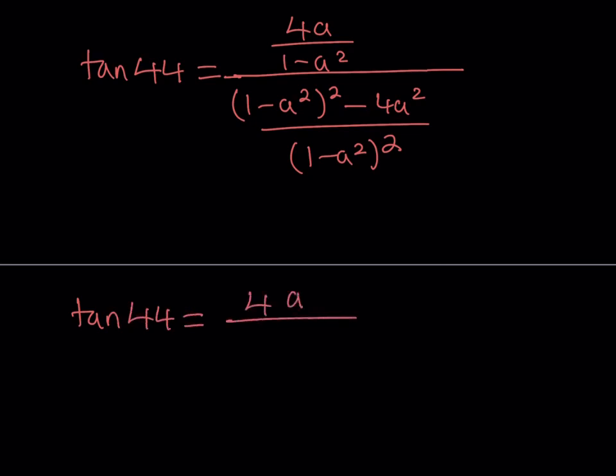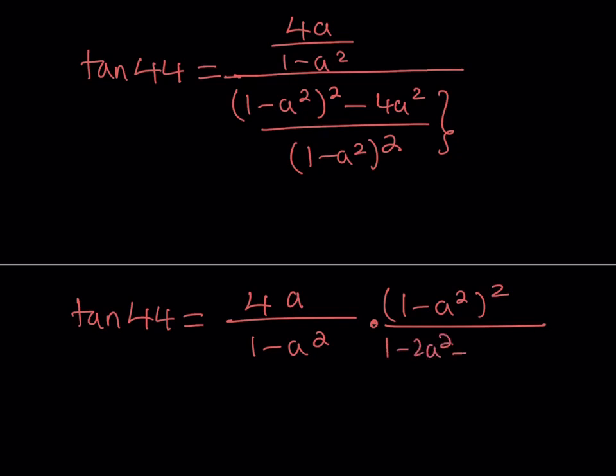4a over 1 minus a squared. And then I'm going to flip this one here. But when I flip it, I'm going to get 1 minus a squared quantity squared. And the other part, which is the numerator here but is going to become a denominator, is going to be a difference of 2 squares, or you can just go ahead and expand it. It's going to be 1 minus 2a squared plus a to the 4th power minus 4a squared.